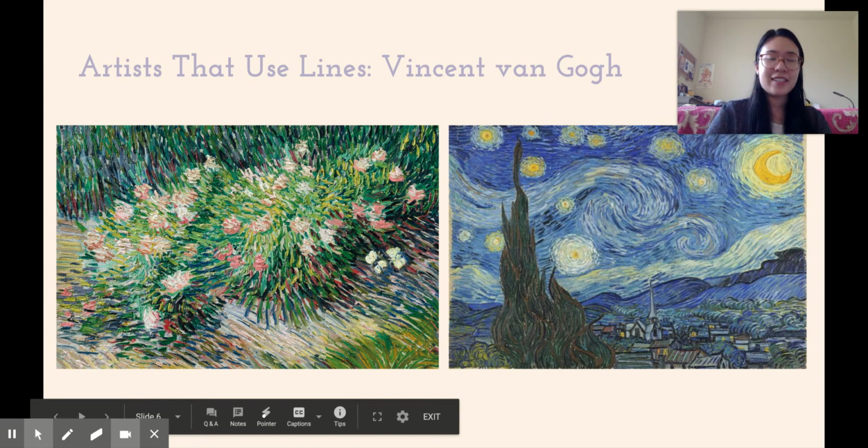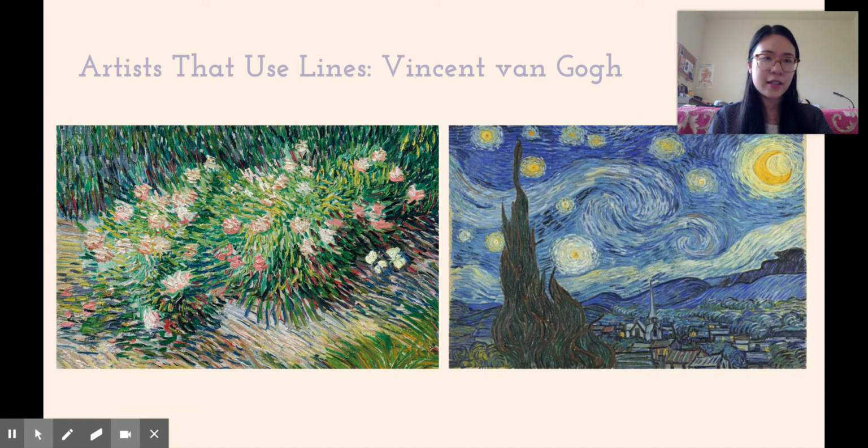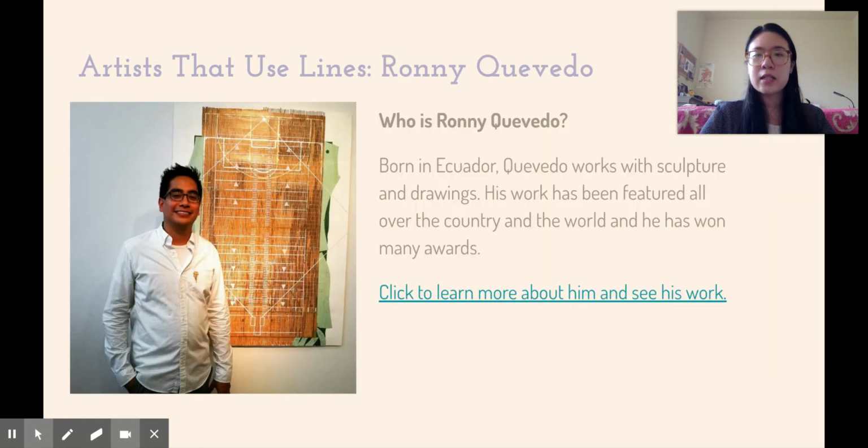Okay, so let's learn about some artists who are alive right now that you can follow if you want, research more. They're great. The next artist that uses lines is Ronnie Quevedo. He was born in Ecuador. Quevedo works with sculpture and drawings. His work has been featured all over the country and the world, all over the United States. And he has won many awards.